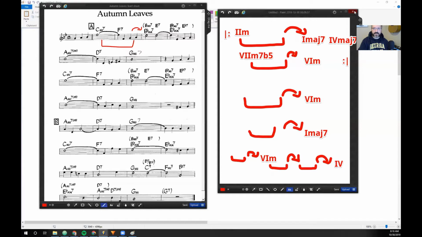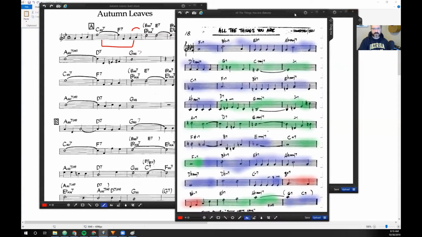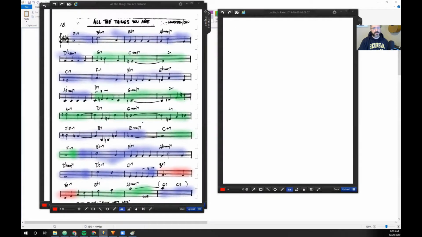So let's go look at that. I'm going to have us look at All the Things You Are. I've highlighted it with all of the different key centers. Every chord that's in blue here in these first 5 bars is in the key of A flat. So this is 6, 2, 5, 1, 4, very much like we just saw on Autumn Leaves.